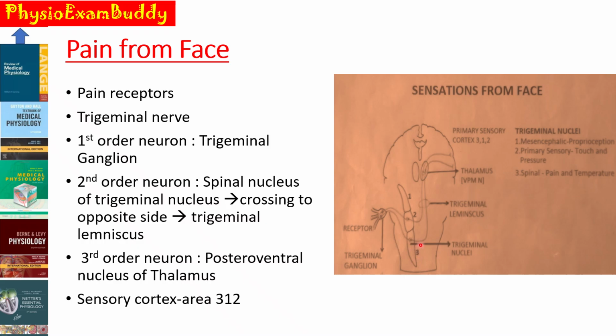So the crossing to the opposite side occurs, and then it will enter into the trigeminal lemniscus, and from the trigeminal lemniscus arise the third order neuron, which pass on to the posteroventral nucleus of the thalamus, finally ending into our primary sensory cortex, that is the area number 3, 1 as well as 2. So that is about the trigeminal pathway. So this is the second pain pathway you are supposed to draw for the first question.